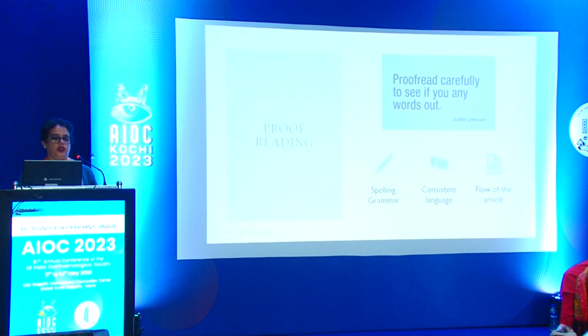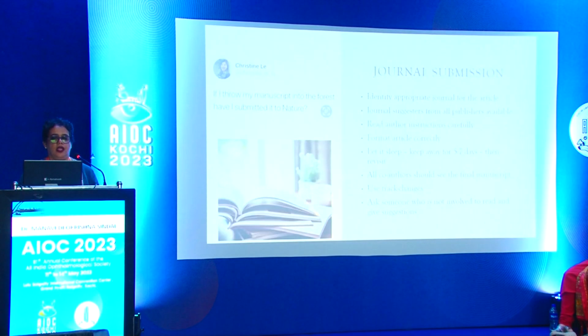And of course, proofread your article. Check for grammar, check for spelling, consistent language, and check for the flow of the article. It is good to have somebody else give a look over your article to help you with these things, because when you have been writing it and revising it, your mind already knows what you're saying. Somebody who's not involved in it and has a fresh look can give you a good idea about how to fix it. And of course, then finally we come to submission.